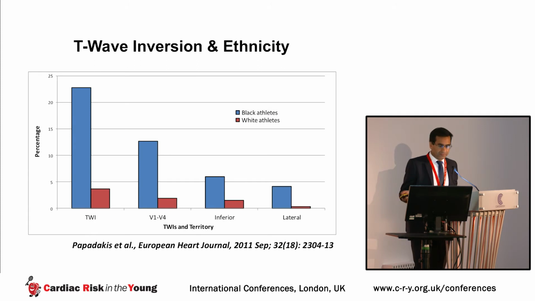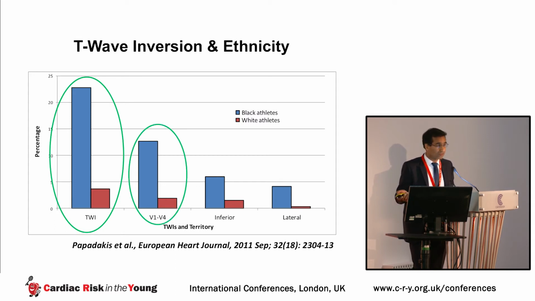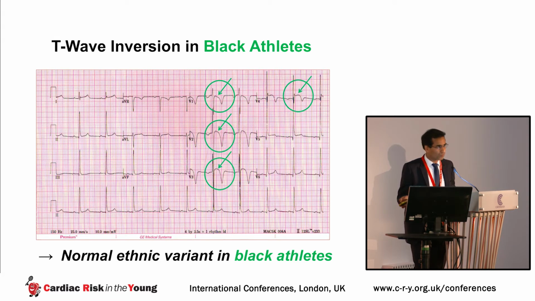And the other one is this landmark study by Michael Papadakis, which showed that up to a quarter of black athletes exhibit T-wave inversion, which is normally confined to the anterior leads, as we've seen in a characteristic pattern, usually preceded by convex ST segment elevation, and this is now regarded as a normal ethnic variant.